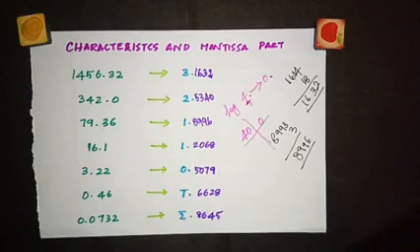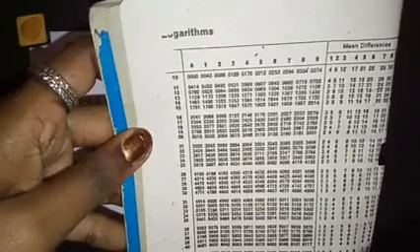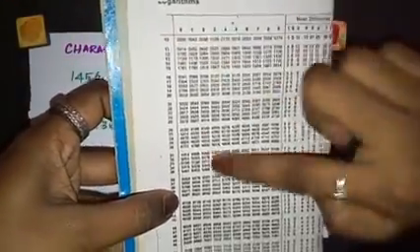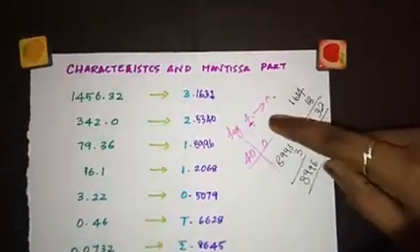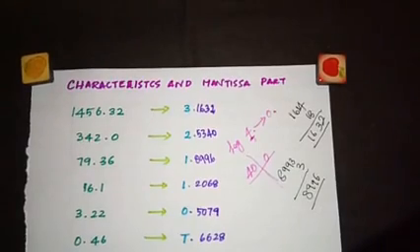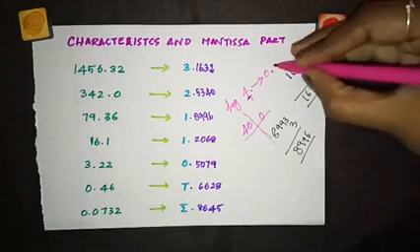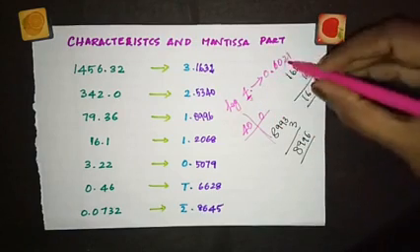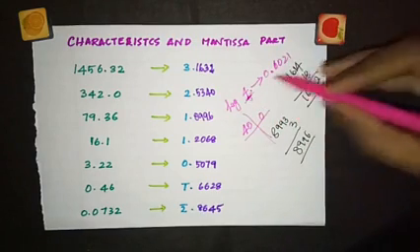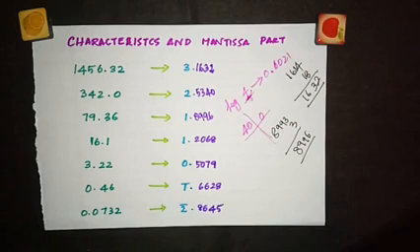Now I'll show you in the log book. So for log 4, you have to look for 40. See, 40 and 0. 40, 0, 6021. So log 4 value is 0.6021. So 6021 will be the log 4 value. So remember, if there is just one digit, then add 2 zeros for the second and the third digit.